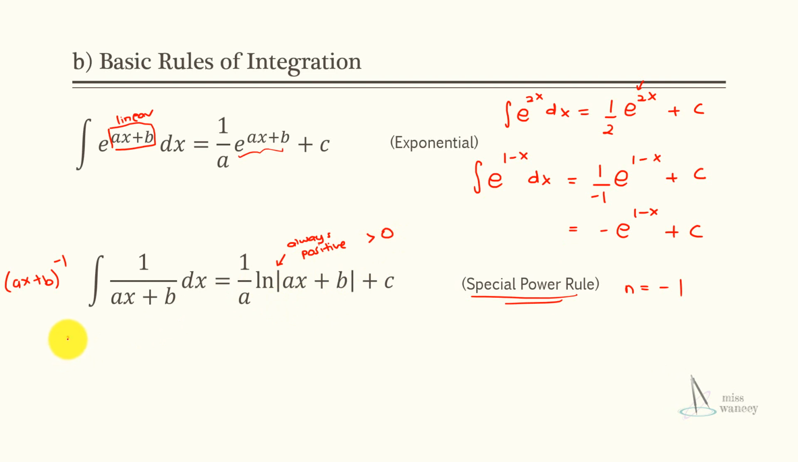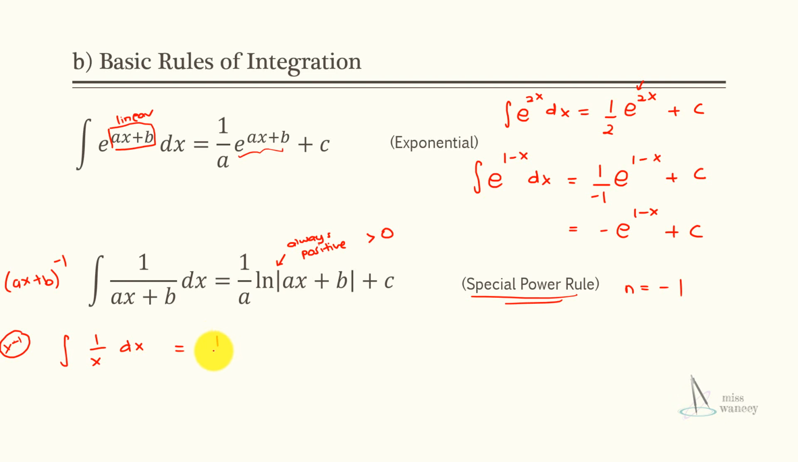Okay, so let's say I give you 1 over x dx. When integrating 1 over x, do remember that if you bring it up, it will be x to the power of -1. So we cannot use the power rule for it. That is why we have to use the special power rule.